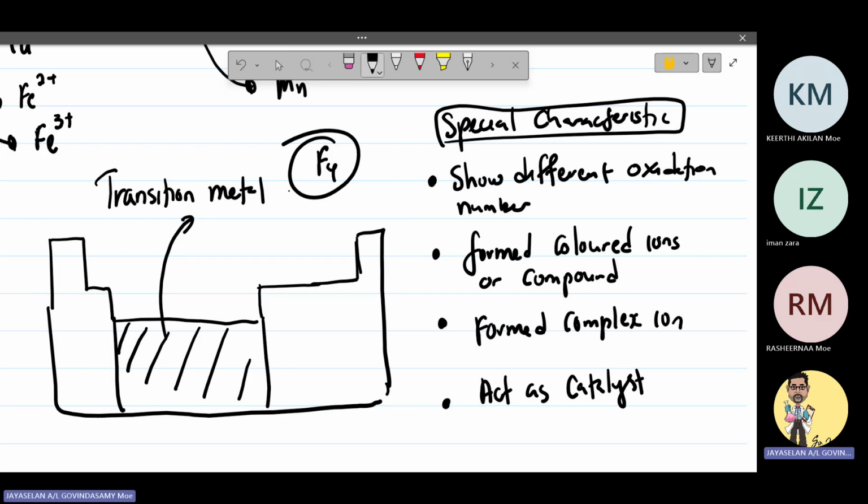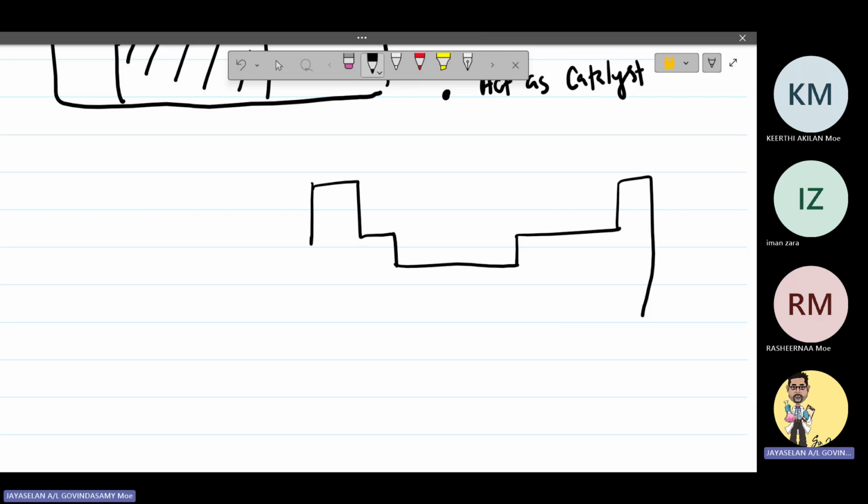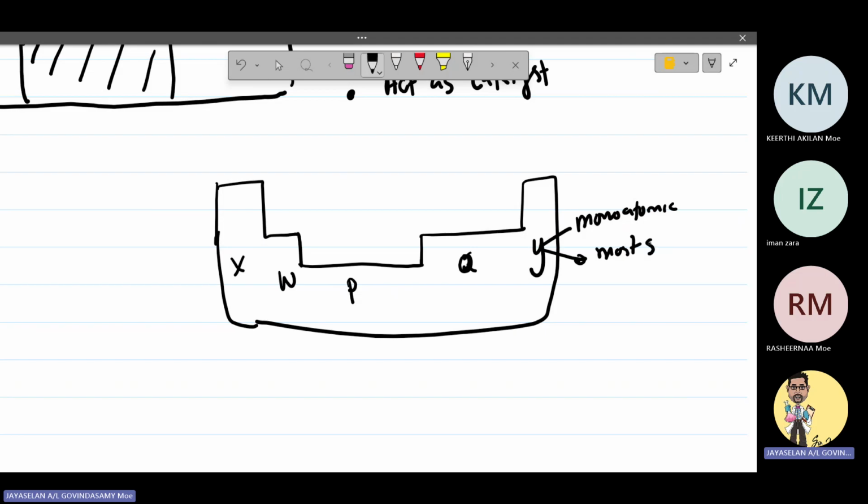Transition metal shows different oxidation number, forms colored ion or colored compound, forms complex ion, acts as catalyst. Alright? Okay, look at this question. They will give it like this. This year, predictable. They put X, W, P, Q, Y. They ask about this one, Y. Please remember, this is monoatomic gas and this is most stable. Why? Already achieved octet.